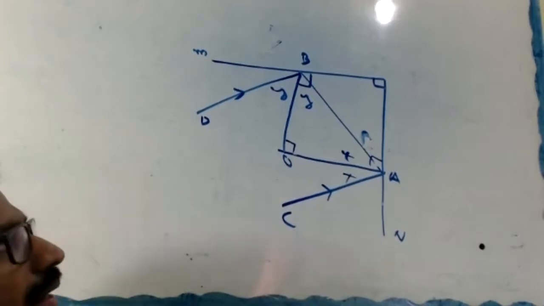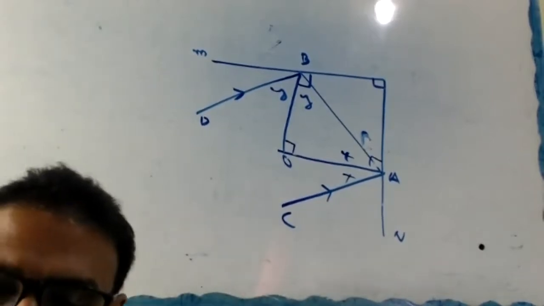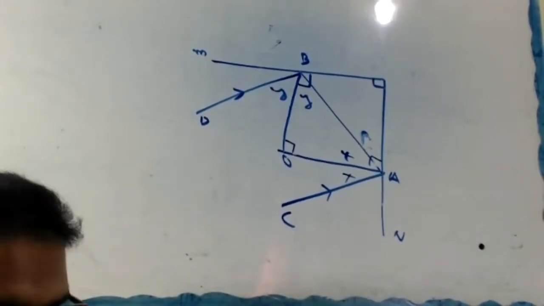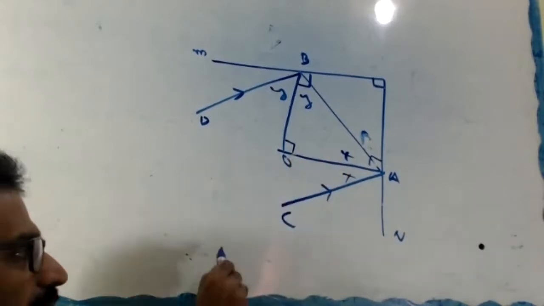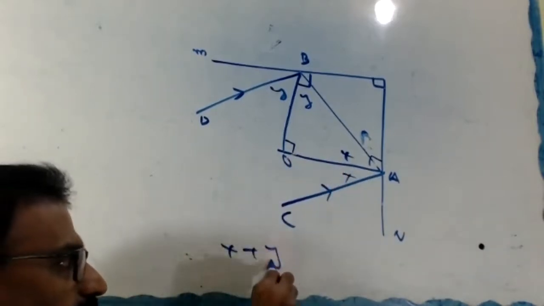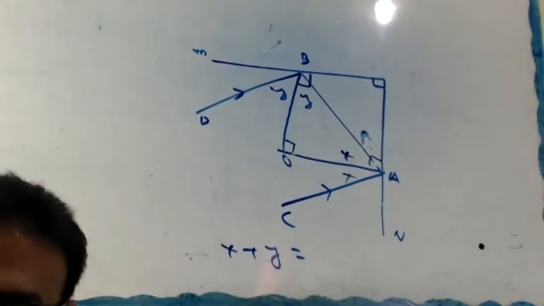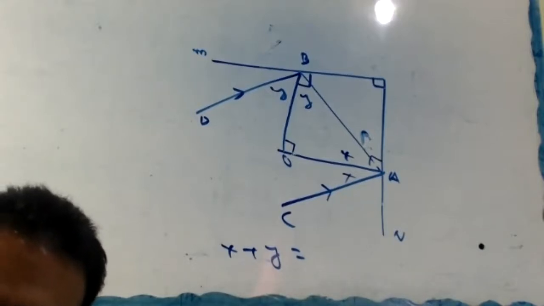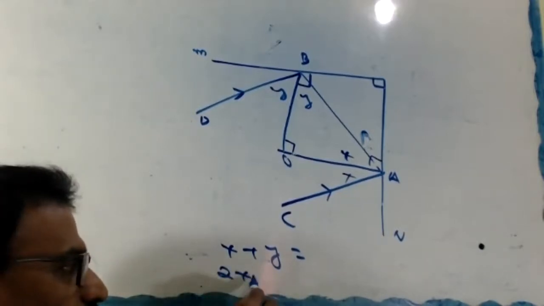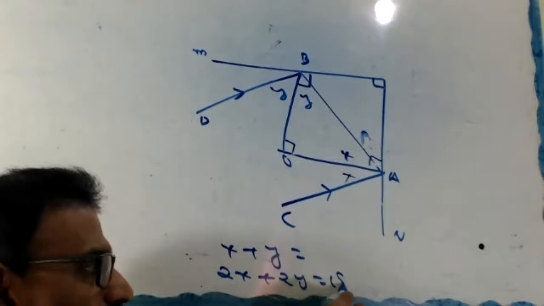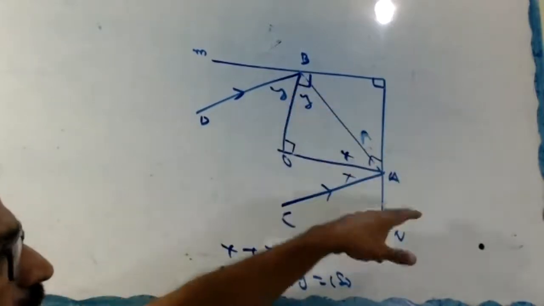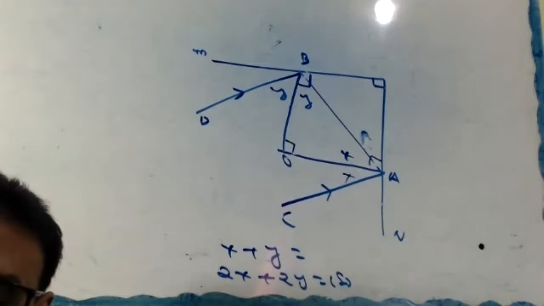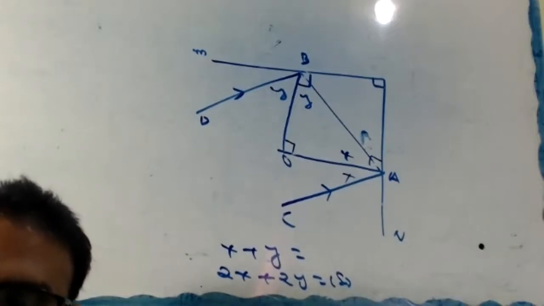Now look at here. In triangle OAB, how much is one angle? 90. What about x plus y? x plus y is 90. Correct or no? Doubling: 2x plus 2y equal to 180. 2x means CAB plus ABD is 180. Therefore, parallel.